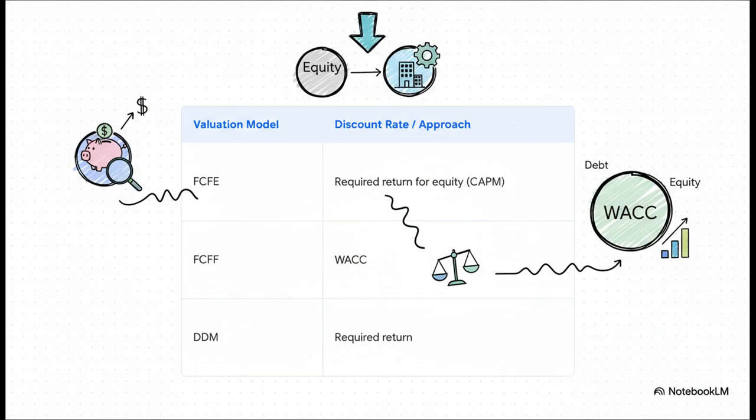If you're looking at the cash flow just for equity owners, you have to discount it by the cost of equity. But if you're using the cash flow for the whole firm, you must use the weighted average cost of capital, or WACC, which is just a blend of the company's cost of debt and equity. If you get that pairing wrong, you throw off the entire result.